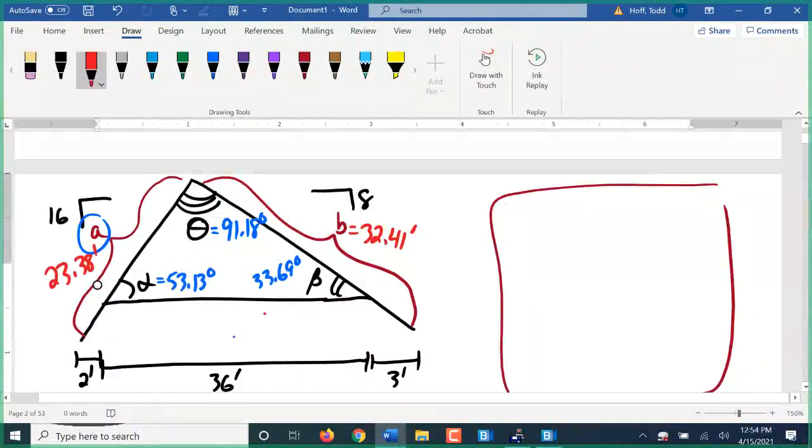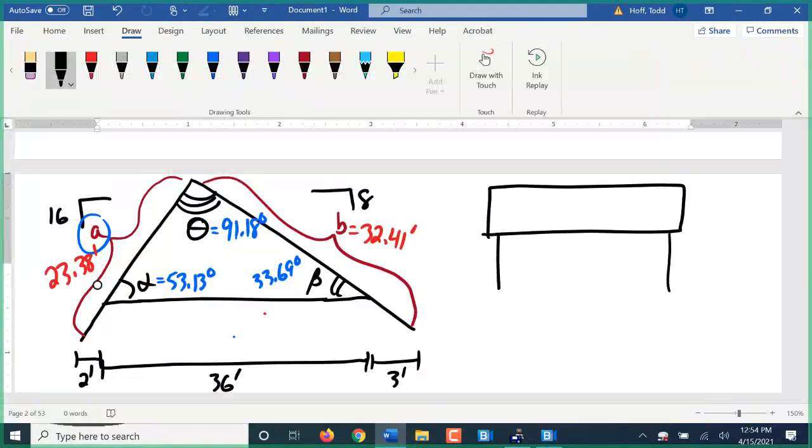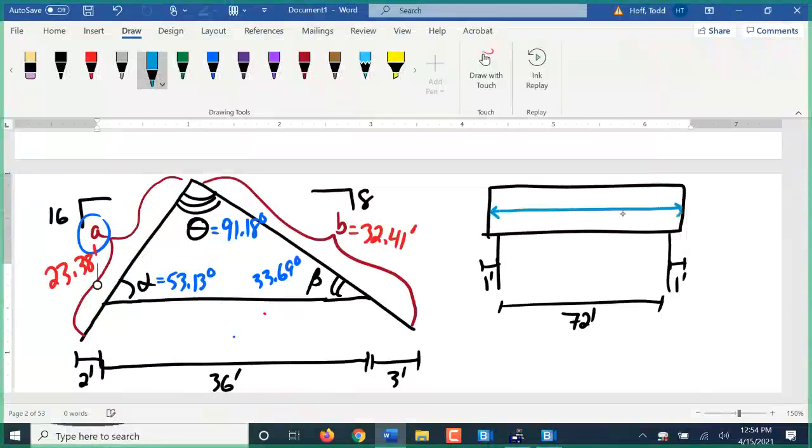Feet. Now I said I was leaving this spot blank here so that I could find the area. So what we're going to do is assume this roof is on a building that is 72 feet long with 1-foot lookouts on the gable ends. In other words, the roof is a total of 72 plus 1 plus 1, or 74 feet long.